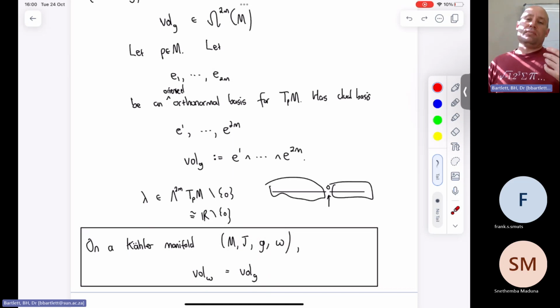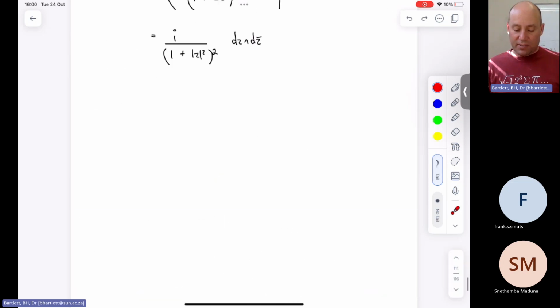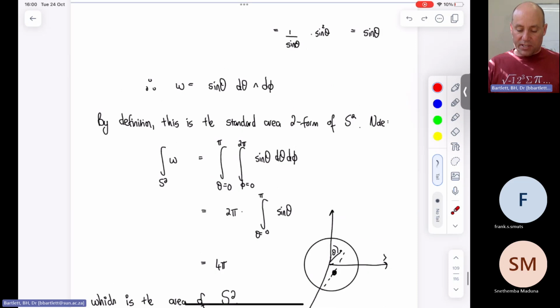So the S2 thing was just, there was only some trust coming in there because you had to believe me that this was actually the volume form, this expression here. But I sort of argued why it was, by just integrating it over the two-sphere. But it is the volume form. We could calculate that explicitly with a little local calculation.